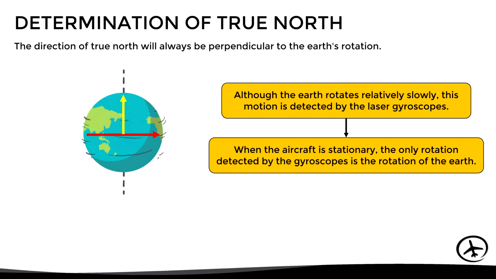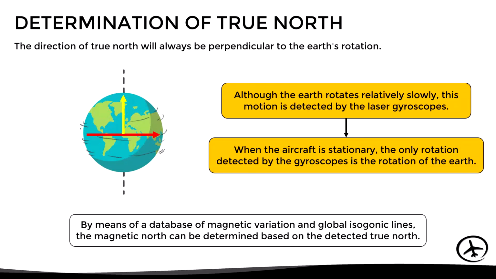However, as we know, in aviation the heading is normally measured in relation to magnetic north, not true north. So in this case, the system incorporates a database of magnetic variation and global isogonic lines, with which the direction of magnetic north can be determined automatically in real time. This means that the IRS can determine both the true heading and the magnetic heading.